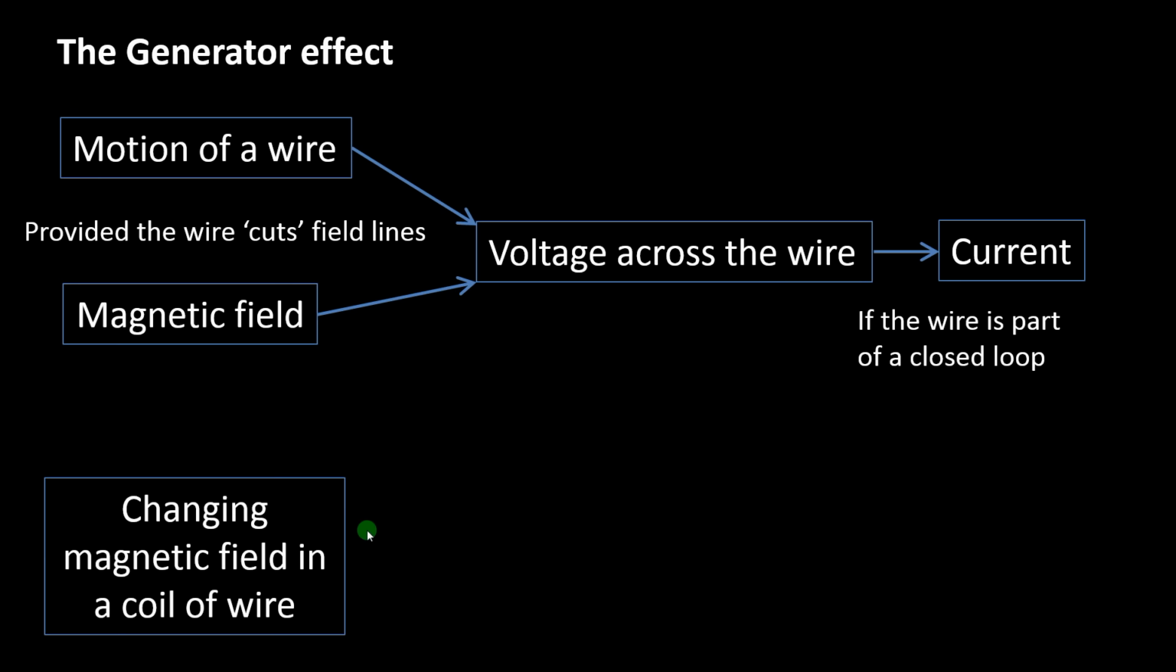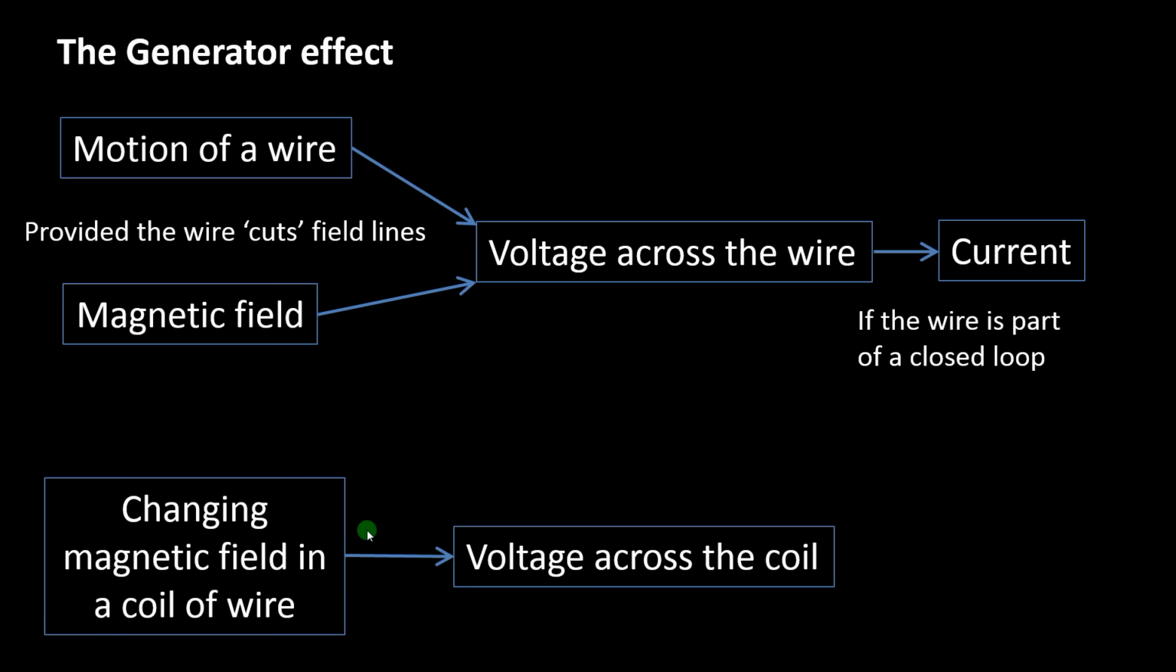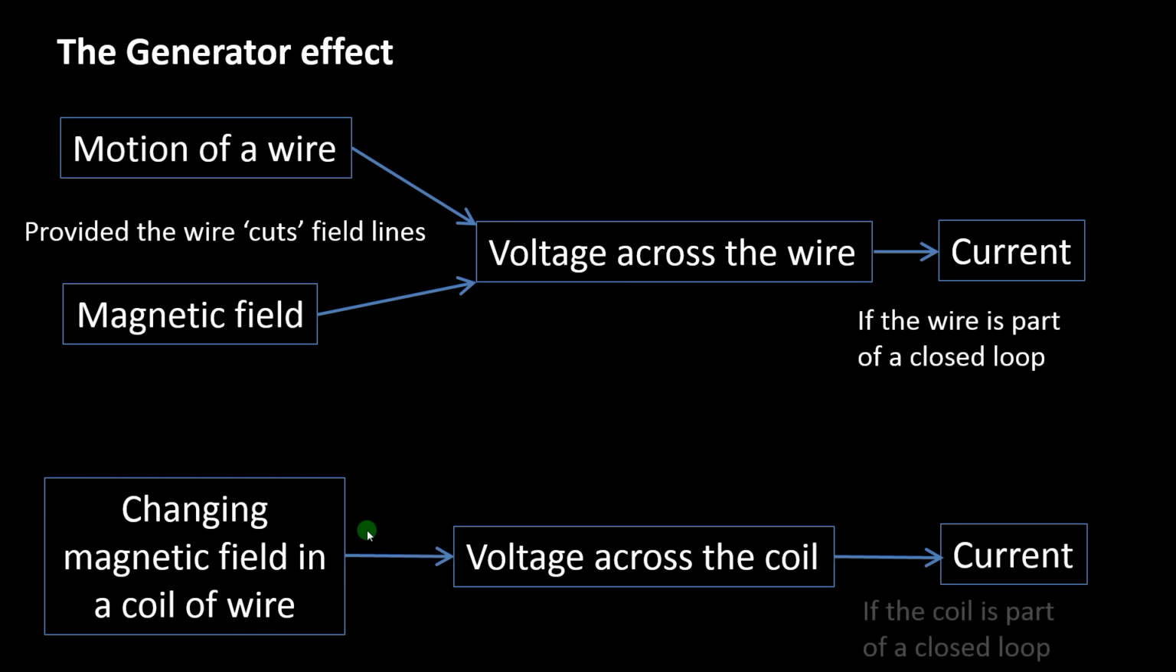And the other way to think about it is the changing magnetic field in a coil of wire again will induce a voltage, and the same thing, we'll get a current flowing if the coil is part of a closed loop. So those are the two different ways we can think about the generator effect. And you might pick one or the other depending on what situation you've got. If you've got a wire cutting through a magnetic field on its own, then probably the top one. If you've got a magnet moving relative to a coil of wire, then probably the bottom one.